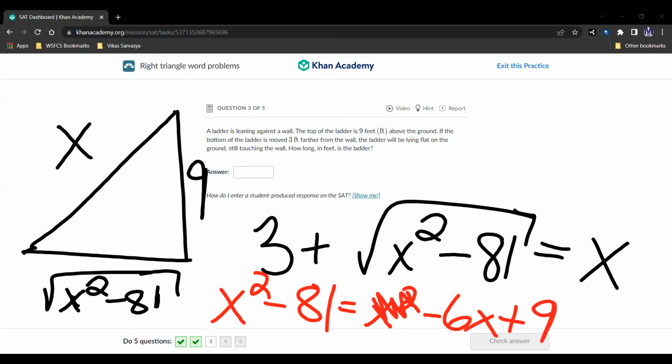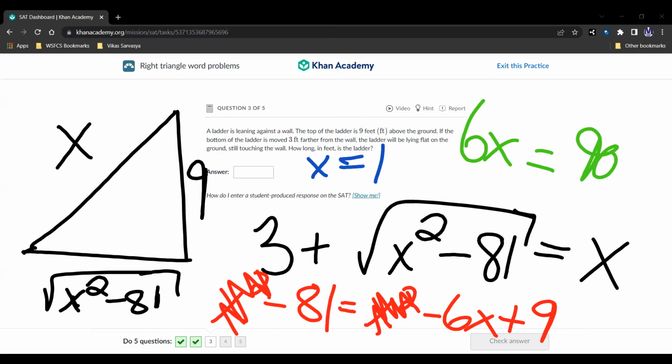The x squares are going to cancel, and then you add 6x to both sides, you add 90 to both sides, and you're left with 6x equals 90, and x equals 15. So the ladder is 15 feet long since x is the length of the ladder. Our answer is 15. And if you look at this, you'll notice that this is a 9, 12, 15 triangle, right? That is the length of the sides.